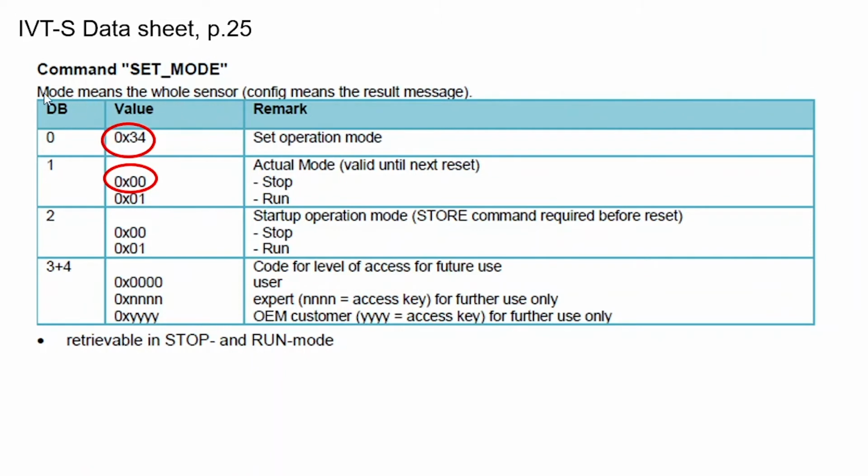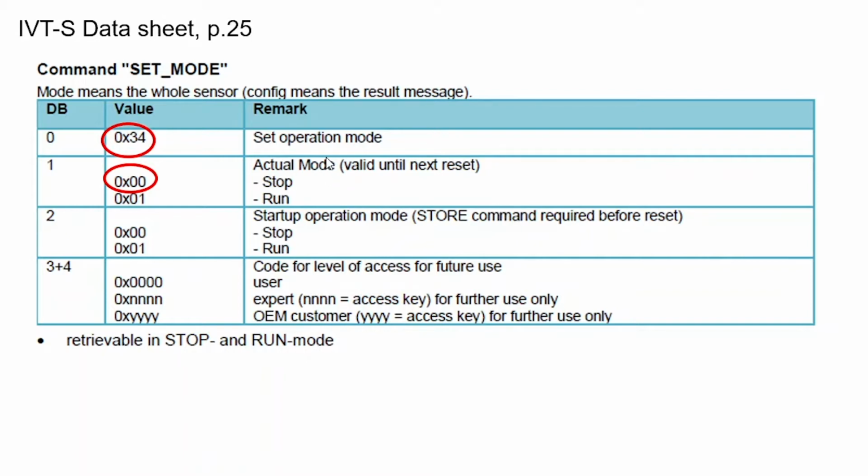Now, the command set mode basically defines whether the module is in stop mode or in run mode, and it has 2 different settings: the actual mode, which is valid until the next reset in data byte 1, and the startup operation mode, which requires a store command to save the setting, and which is valid after each startup.